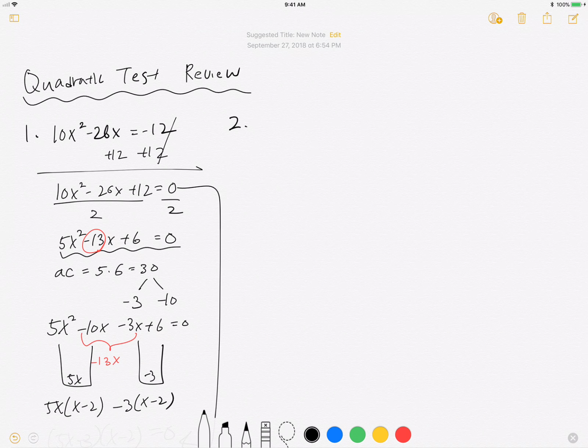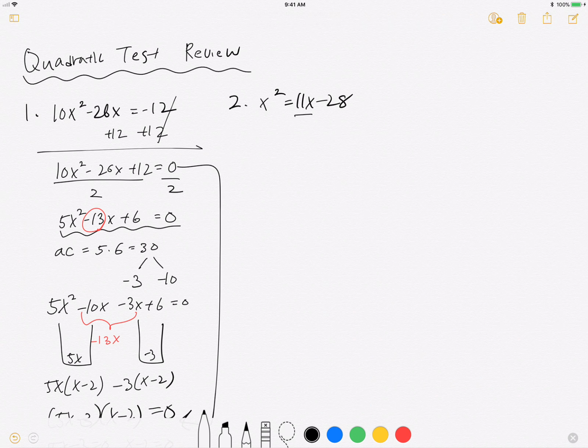Number 2. X squared equals 11x minus 28. Again, I'm going to move everything to one side. So I'm going to get x squared minus 11x plus 28 equals 0. The reason is that I will have to subtract 11x on both sides, and I'll have to add 28 on both sides to be able to cancel these out.